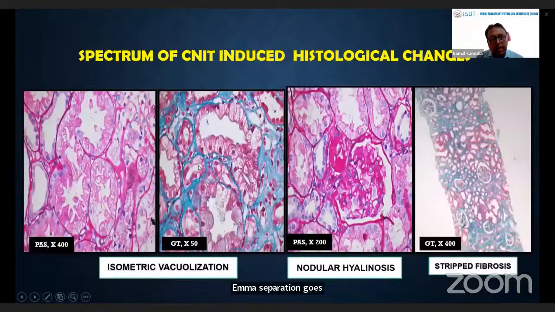So here you can see the spectrum of CNI-induced histological changes. This is the acute stage of cyclosporine toxicity, where the tubules have isometric vacuolization and the vessels are showing hyalinosis, that is, beaded kind of hyalinosis. And in advanced cases, the complete vessel wall is converted into circumferential type of hyalinosis. And in the later chronic stage, there is interstitial fibrosis, that is, a striped kind of fibrosis. We can see a band of fibrosis with normal tubules.